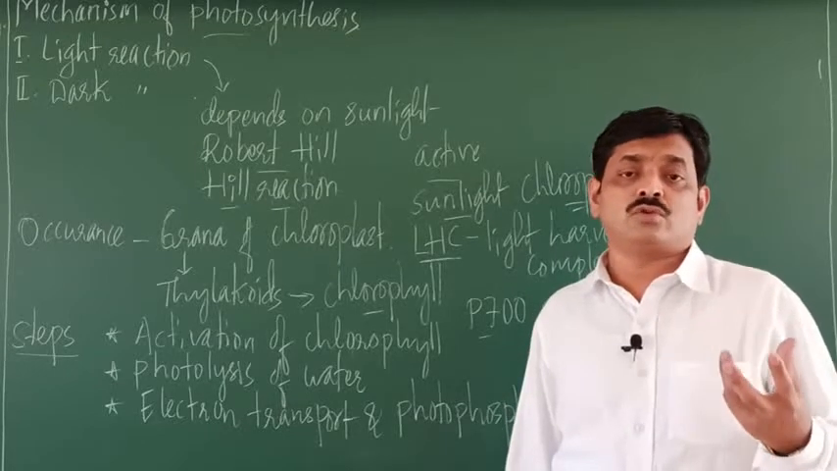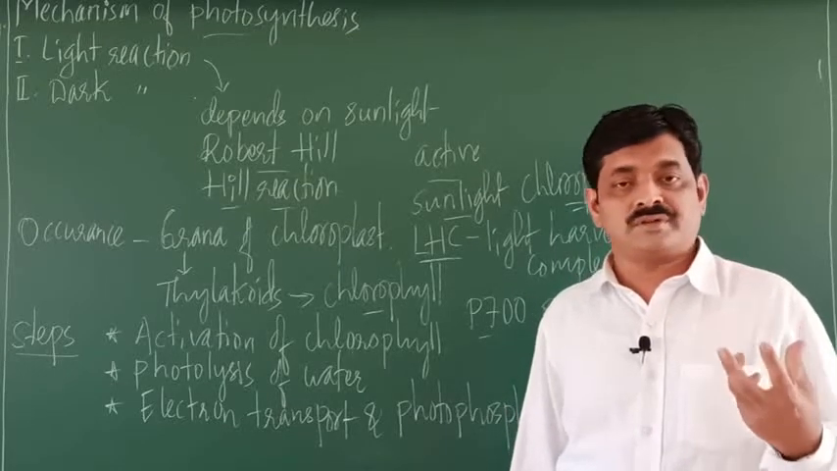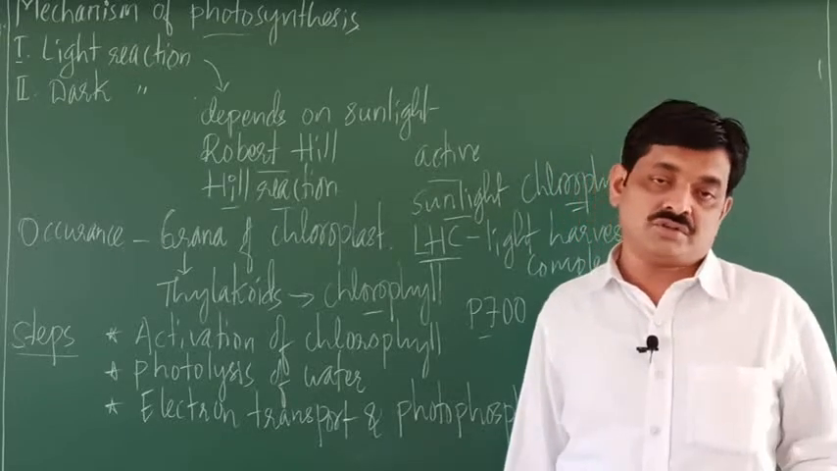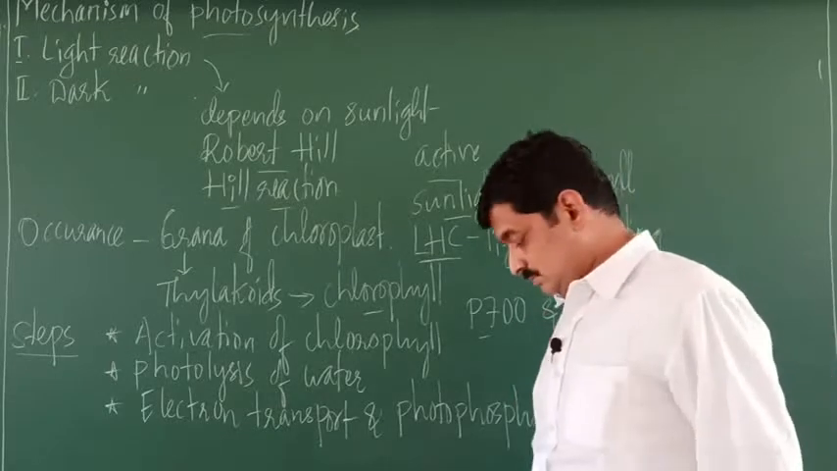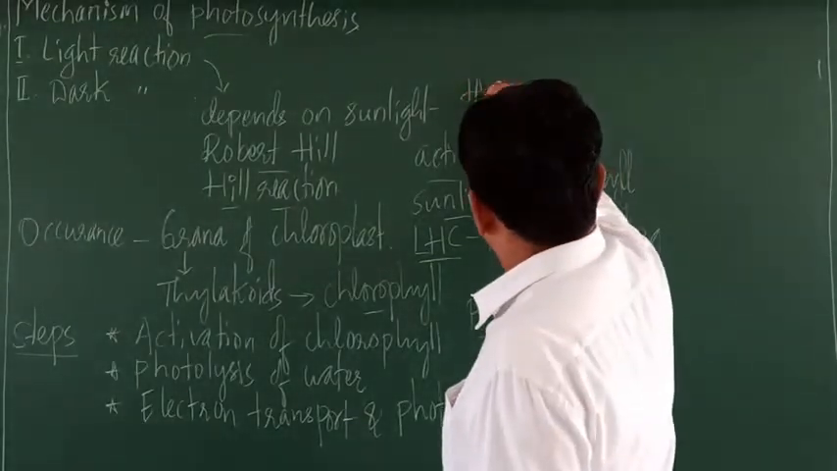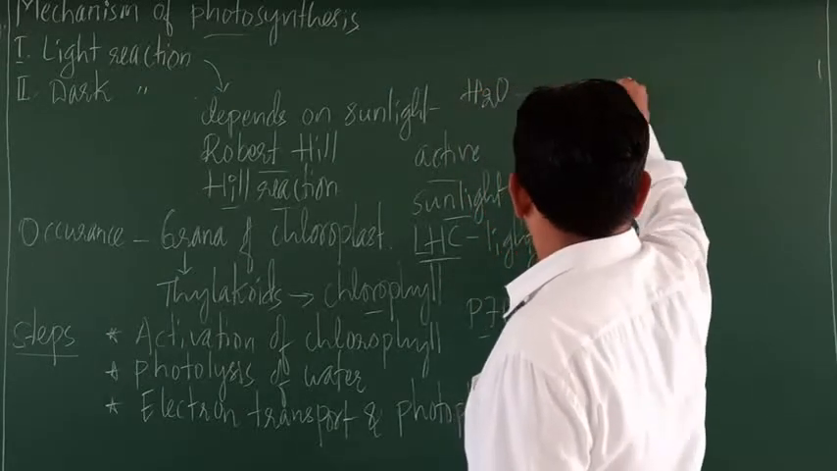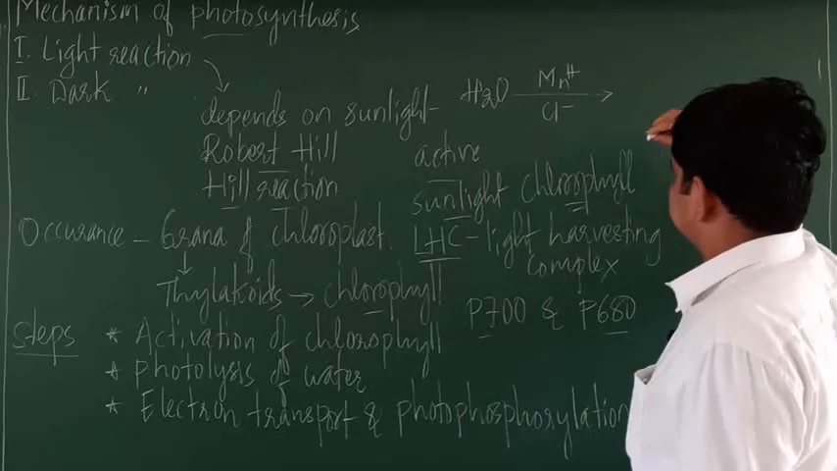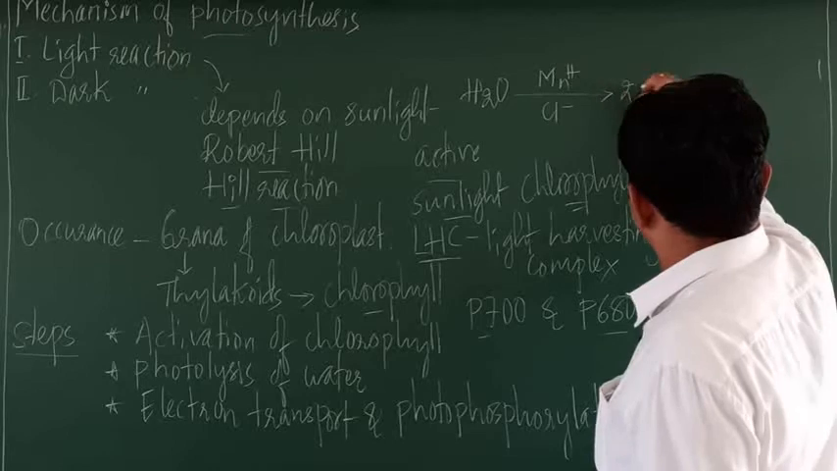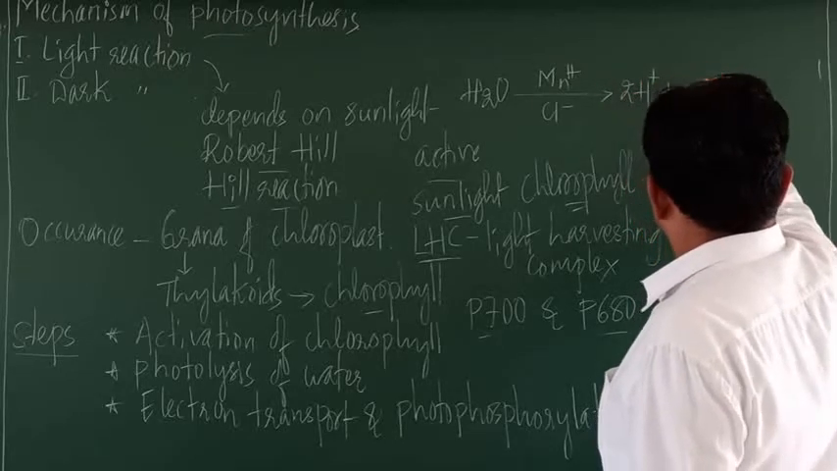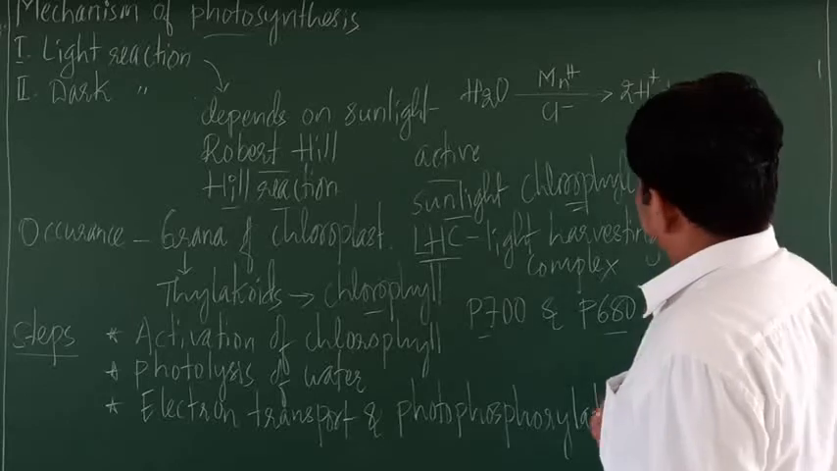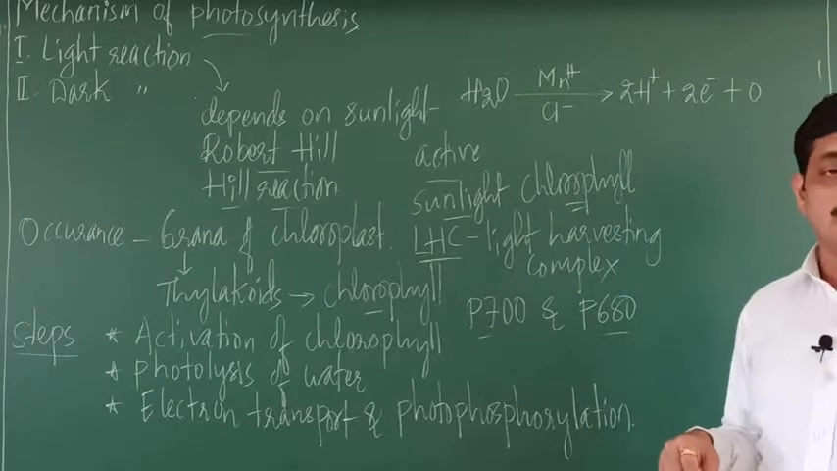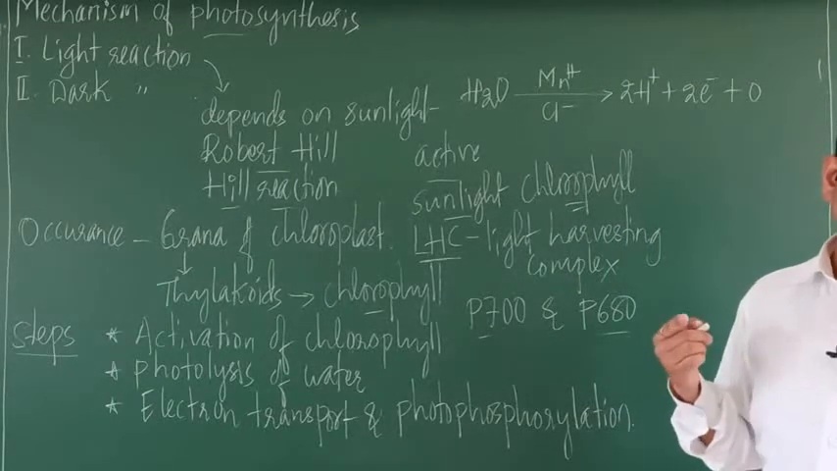So water is photooxidized, right? Water is photooxidized to produce protons, electrons and oxygen, right? So I will write the reaction here. So this is the reaction that occurs during the photolysis of water.